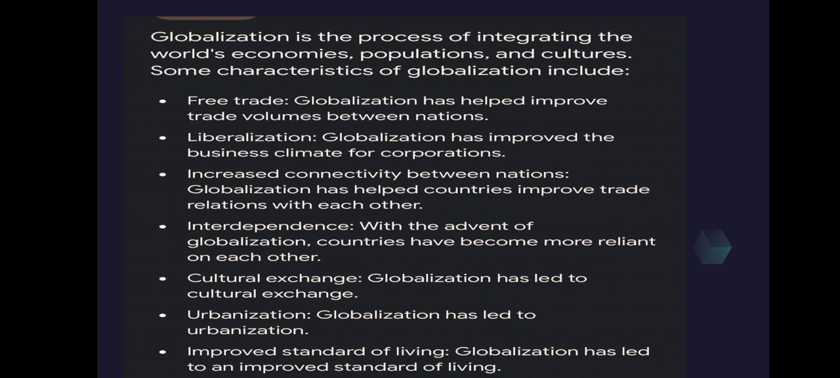Then, improved standards of living. Okay, so globalization has constantly been a factor which has improved our standard of living. Why has globalization improved our standard of living? Now, we did not think that we would be earning this amount. Now see, I'll give you one example.